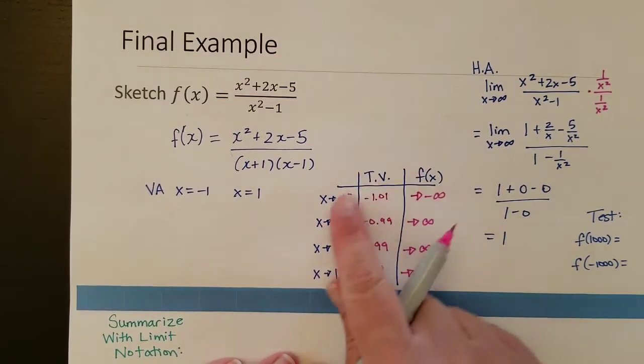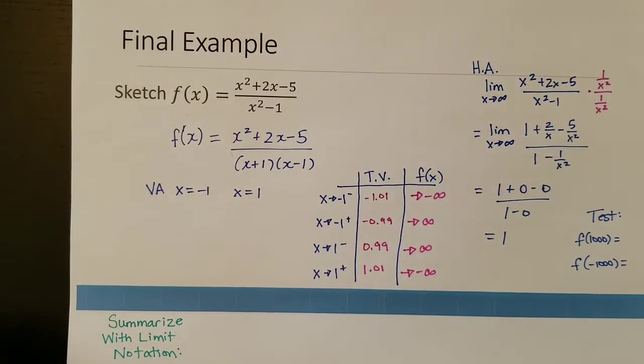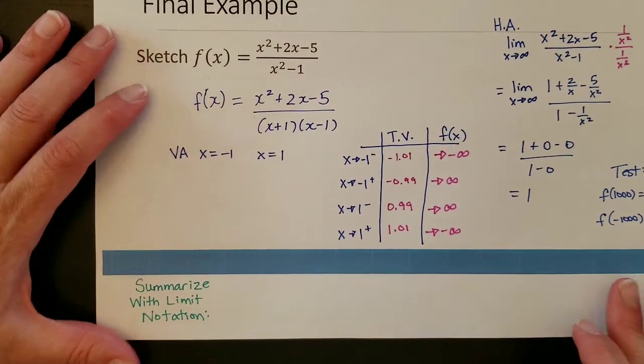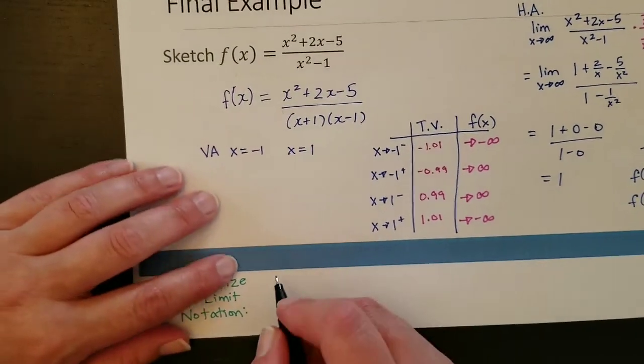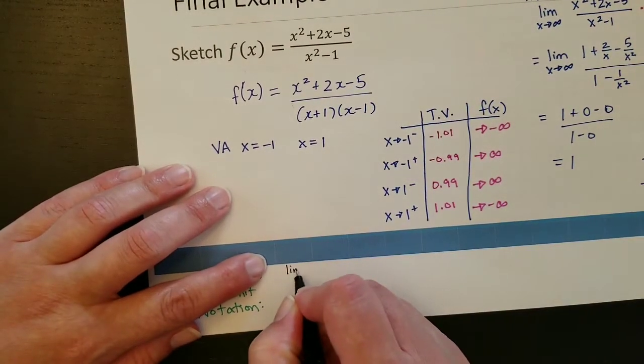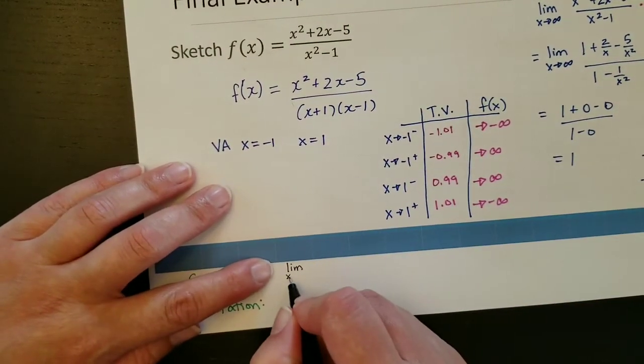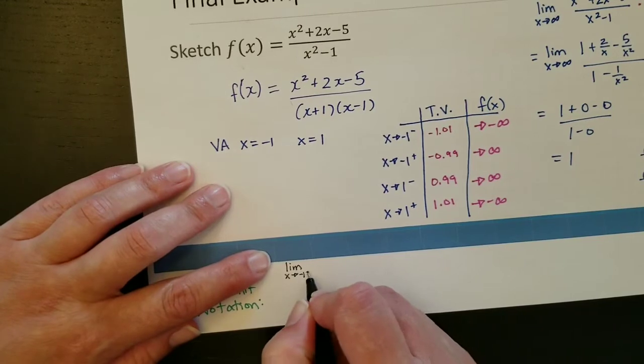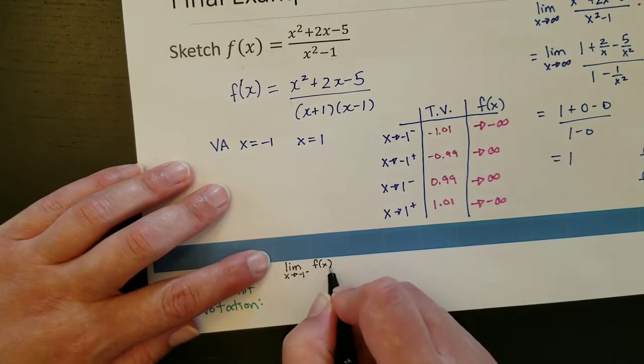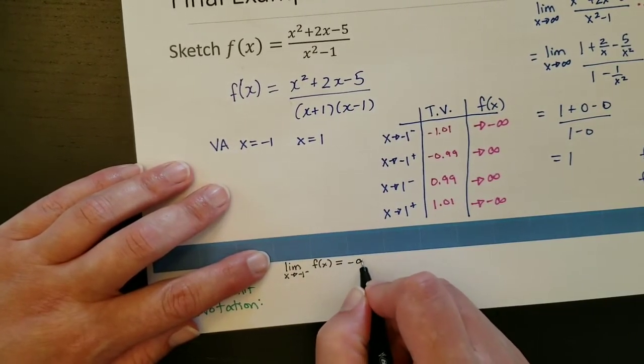So what the new thing is in this course, compared to Advanced Functions, when you are looking at vertical asymptotes, is to summarize this with proper limit notation. So I'm just going to write out formally with limits: the limit as x approaches -1 from the left of f(x) equals negative infinity.